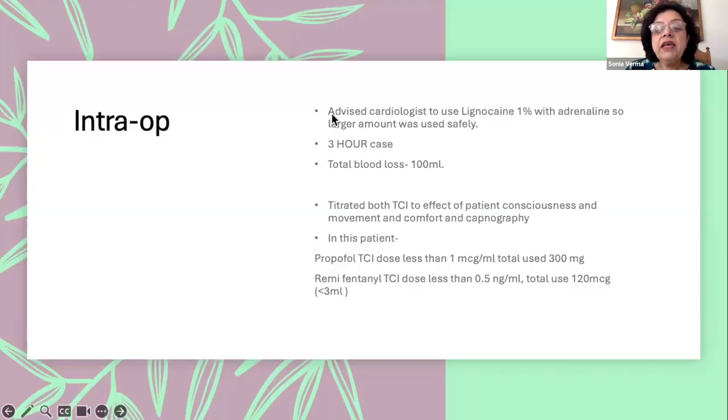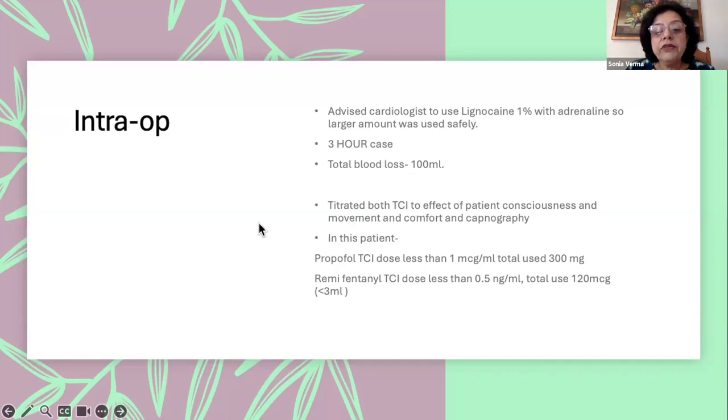I advised the cardiologist to use lignocaine 1% with adrenaline so that he was able to use a larger amount and use it very safely. It ended up being a 3-hour case and the total blood loss was quite minimal.